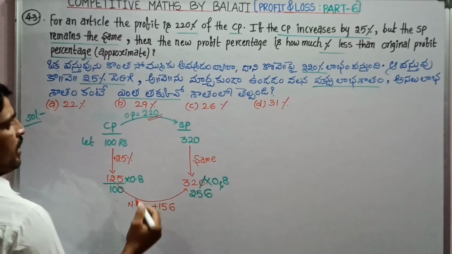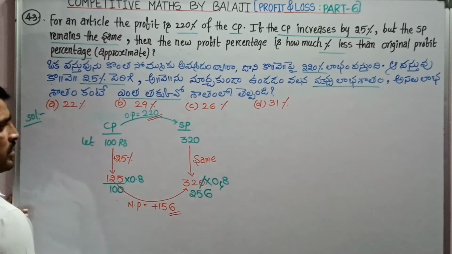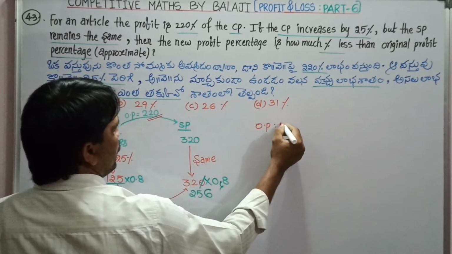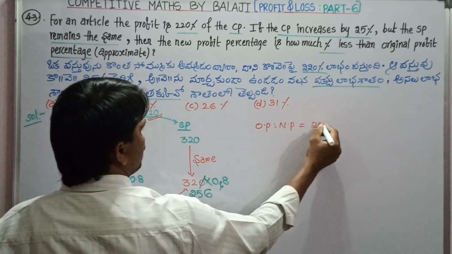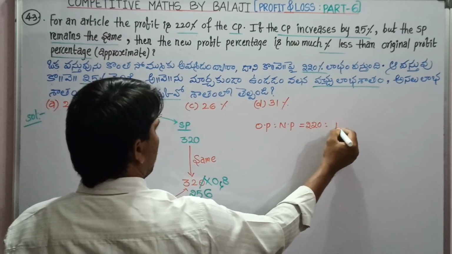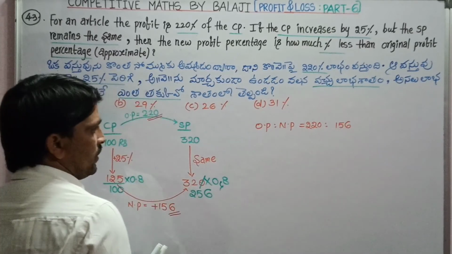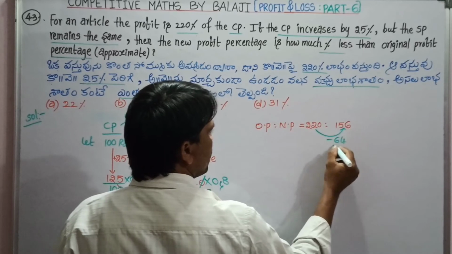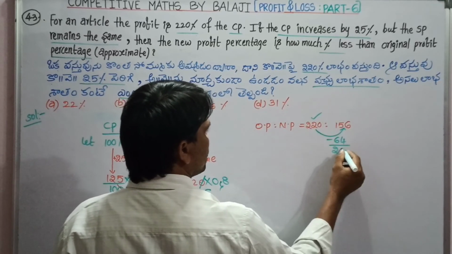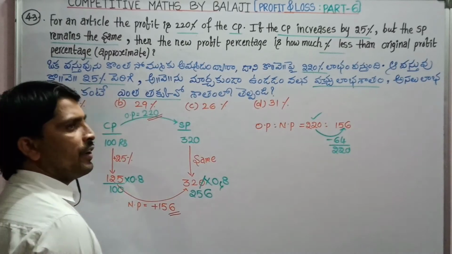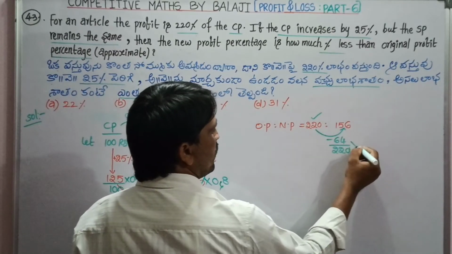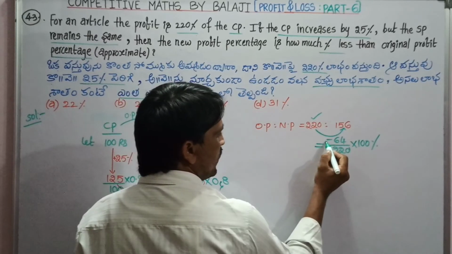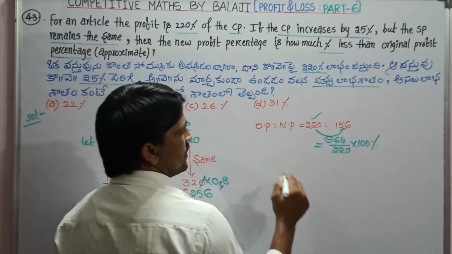Original profit is 220. New profit is 156. Then original profit to new profit ratio is 220 to 156. That is, new profit is 64 less than the original profit. But we have to tell it in percentage, so multiply it by 100%. Negative symbol denotes less.